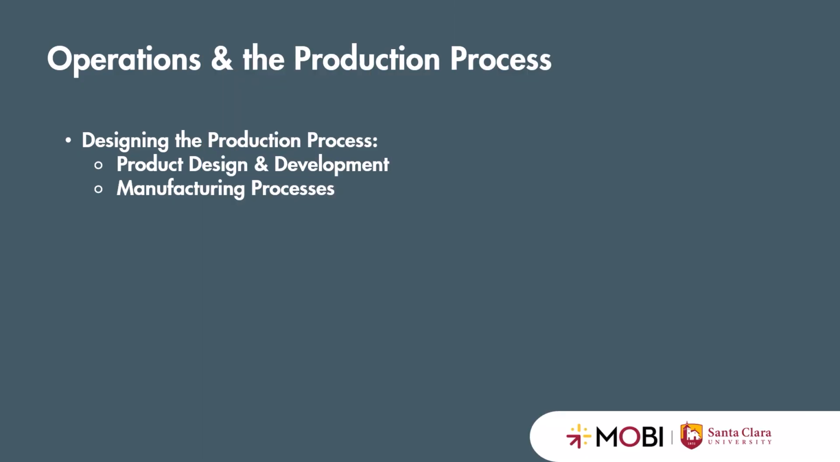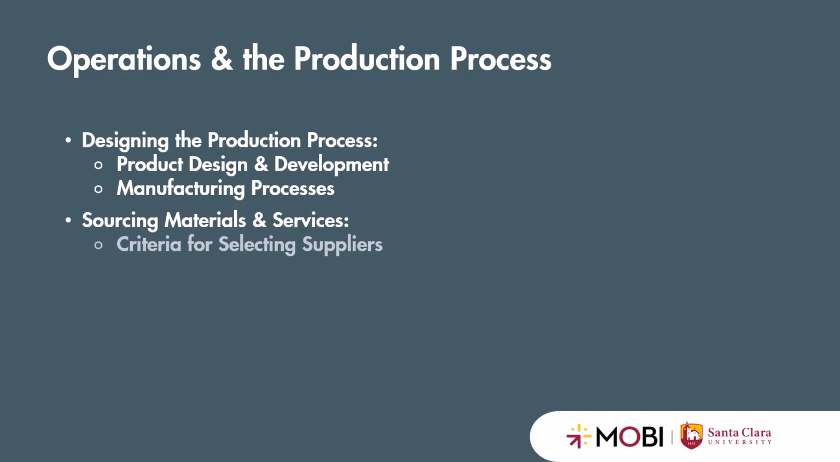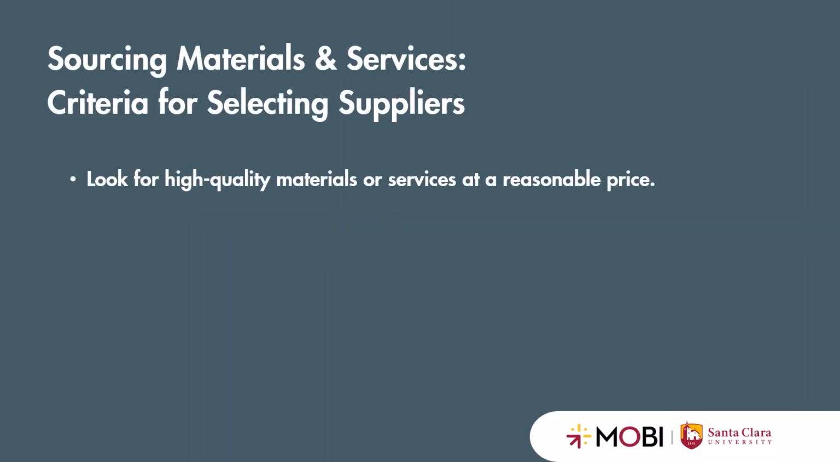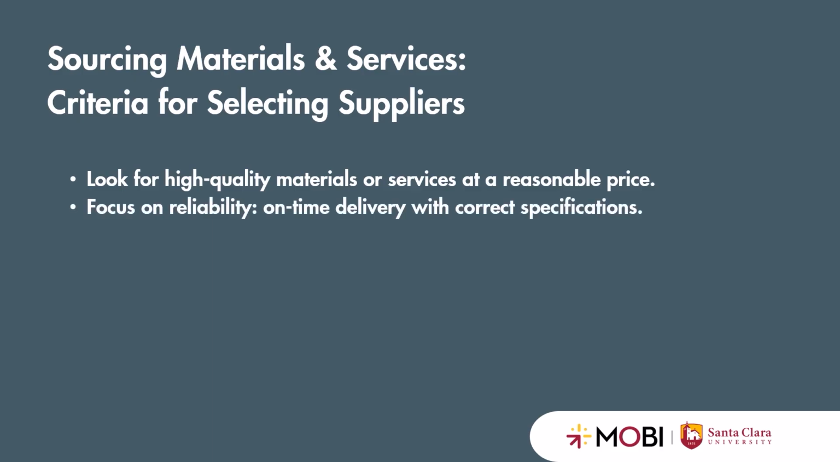We continue to discuss operations and the production and/or sourcing process by exploring sourcing materials and services. First, we'll cover criteria for selecting suppliers. Choosing the right suppliers is crucial for your business. Look for suppliers who offer high-quality materials or services at a reasonable price. Reliability is also important. Your suppliers should be able to deliver on time and meet your specifications.